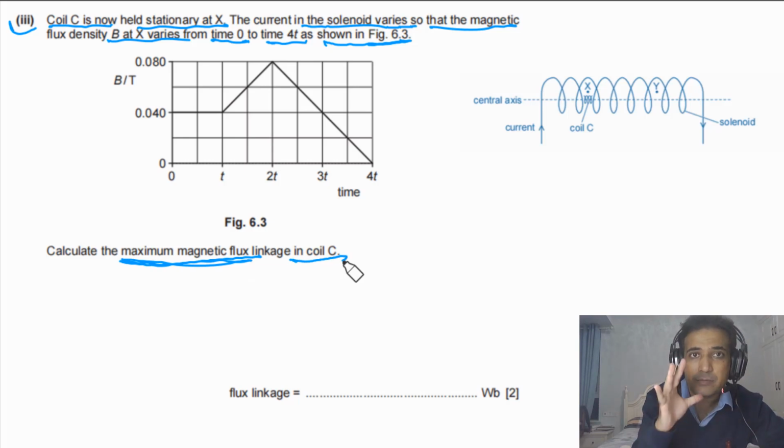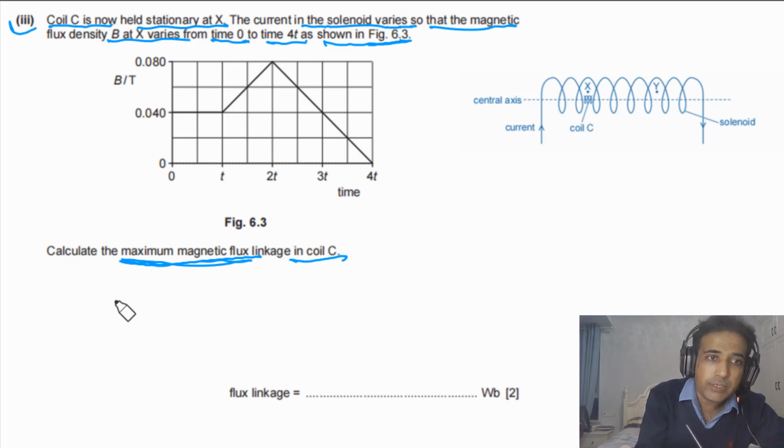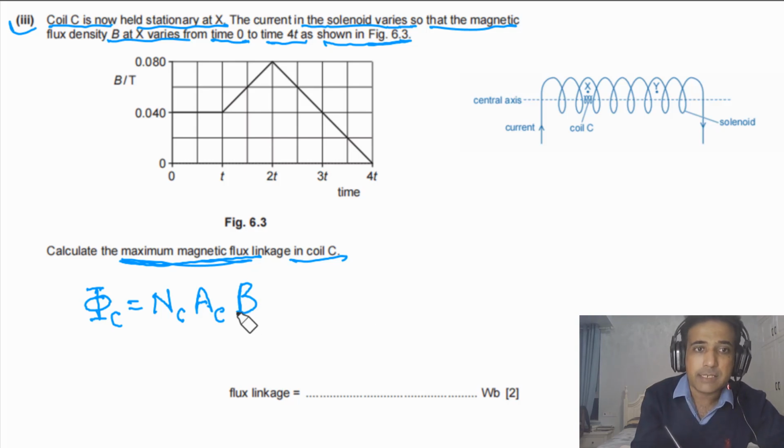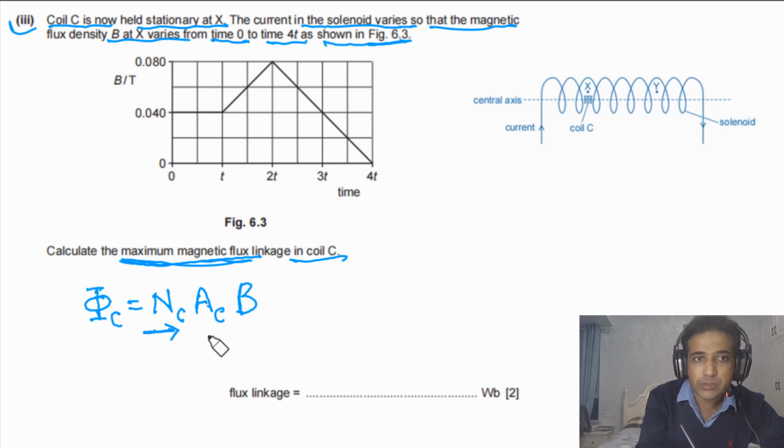Maximum magnetic flux linkage. We have already discussed that magnetic flux linkage through coil C is equal to number of turns of coil C, cross-sectional area of coil C, and value of B, magnetic flux density. So in this case, N is constant, A is constant. So this value will be maximum when B is maximum.